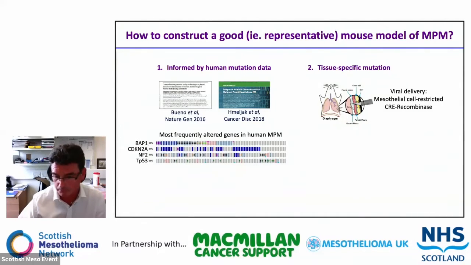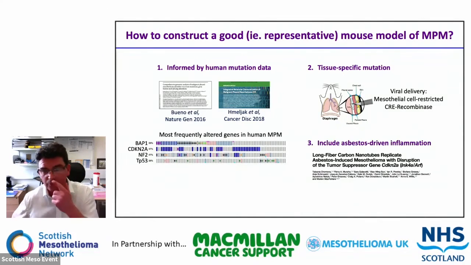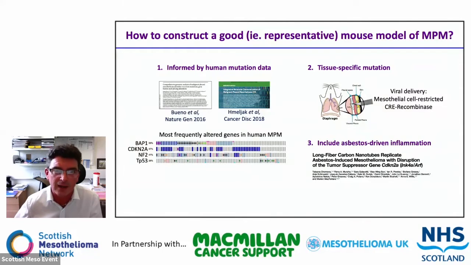in a controlled manner. And then the final step is, I think, very importantly, we also inject asbestos into the pleural cavities of these mice, so that we are in fact having that asbestos-driven chronic inflammation that is part and parcel of how mesothelioma develops.